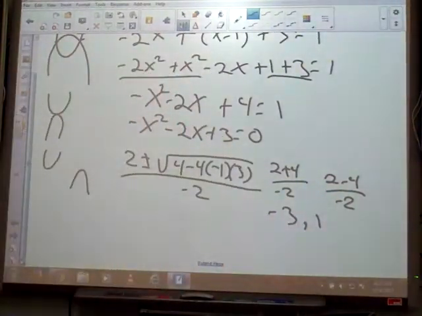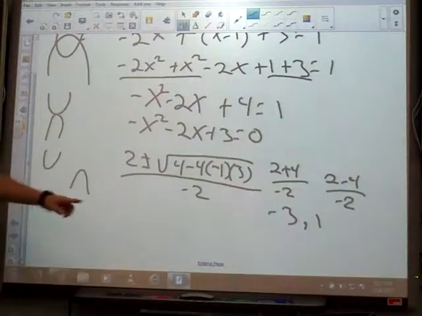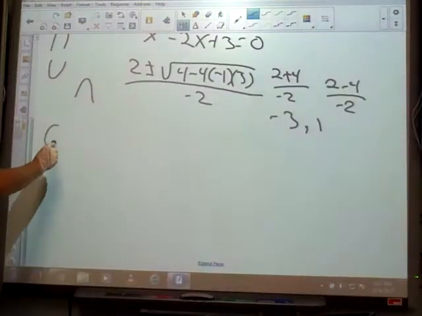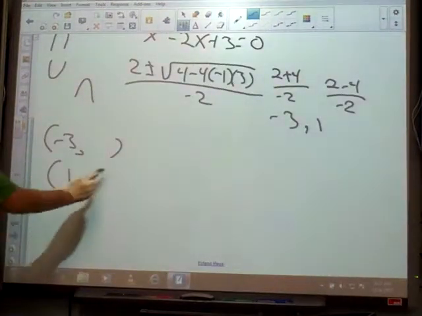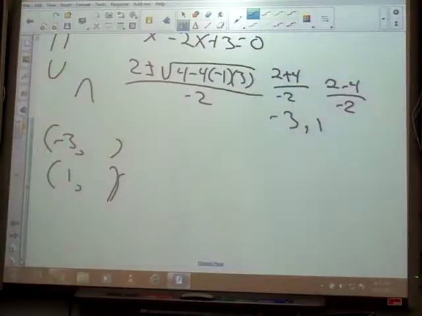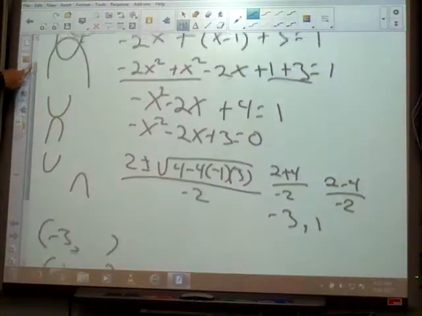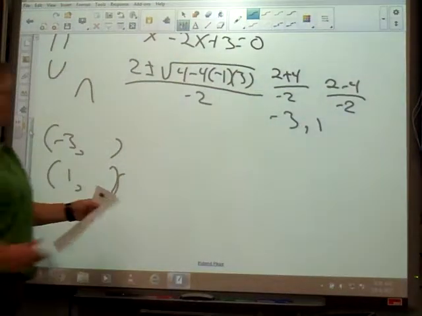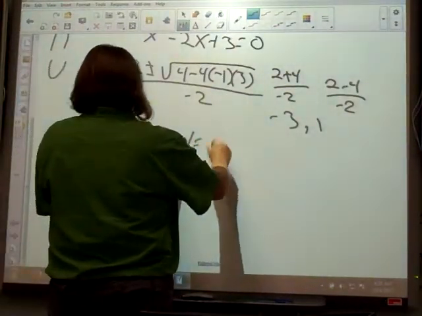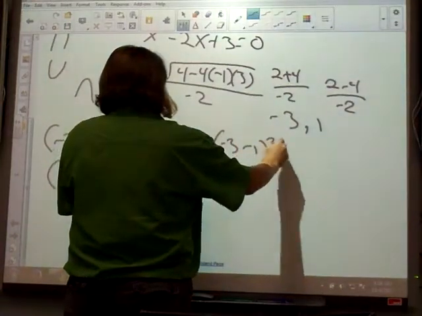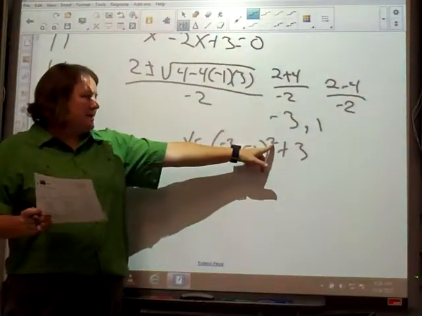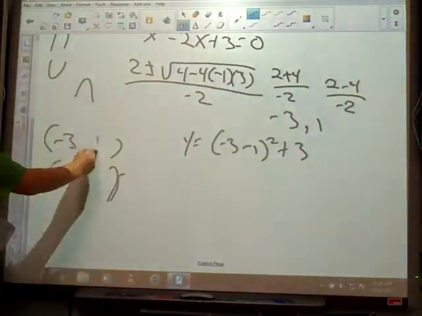Now don't just put that as your answer. You have to plug it back in. Those are the x's. Remember I told you we're looking for 2 ordered pairs. So I'm going to have a negative 3 something and a 1 something. We have to plug those back in to find our somethings. I'll use the second equation. The second equation says y equals x minus 1 squared plus 3. Negative 3 minus 1 is negative 4, squared is 16, plus 3 is 19.